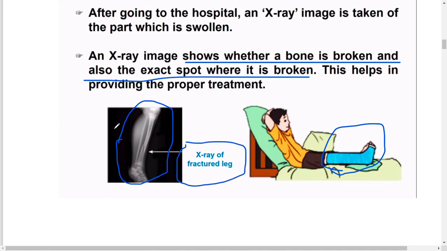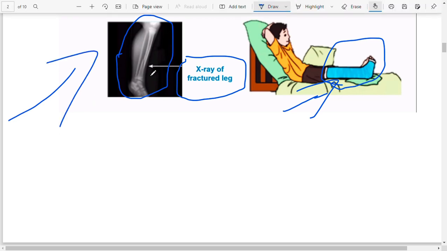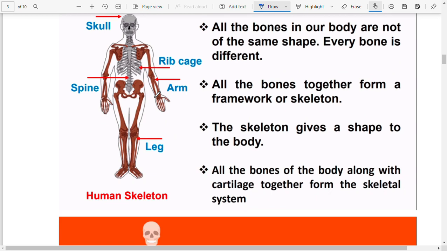Here you can see the X-ray image of a fractured part. If a part of the body is fractured, then you take this X-ray image. Like this, it has a black background, and here is your fractured bone.